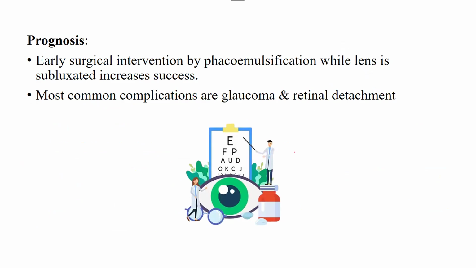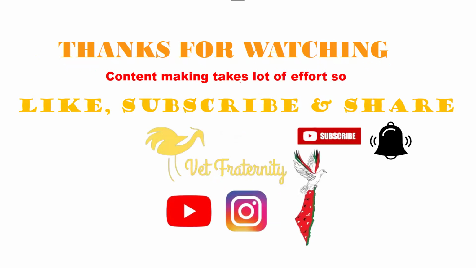Well, prognosis: early surgical intervention by phacoemulsification while the lens is subluxated increases the success rate. The most common complications are glaucoma and retinal detachment. So that was all about lens luxation.